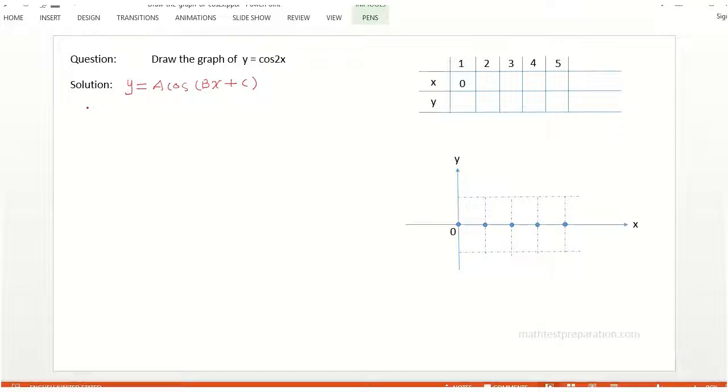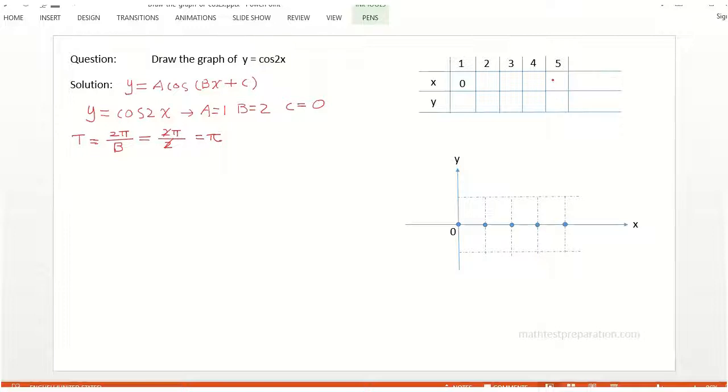Now, we are given y equals cosine 2x. In our case, a equals 1, b equals 2, and c equals 0. So, the period equals 2 pi divided by b, which is 2 pi divided by 2, which equals pi. So, one period of cosine 2x is pi.